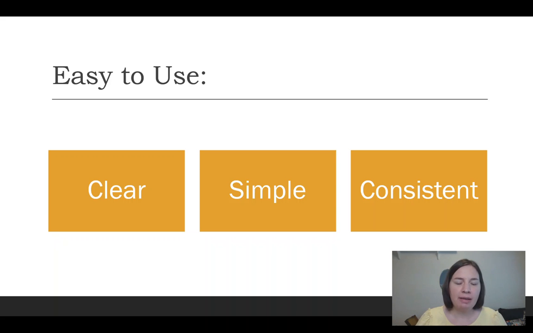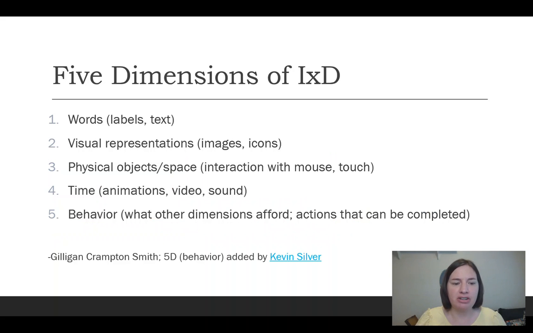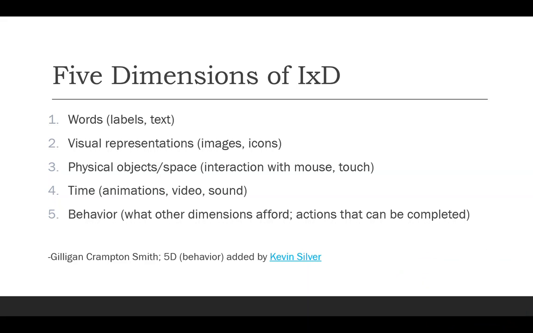So the types of design decisions we make when we create websites and user interactions come down to these dimensions. These are dimensions of interaction design. That's what the IxD stands for, interaction design. And this is by Gilligan Crampton Smith, who did the first 4, and then Kevin Silver came along and added number 5. Sorry, I should have turned off my webcam. I'll turn it off now.